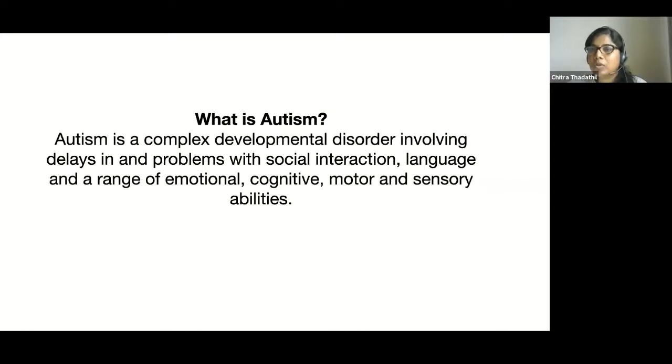So this is what autism is, and we all know that there are difficulties in social interaction, in language, and a range of emotional, cognitive, and sensory aspects. If you see all three domains, that is difficulty with social interaction, language, and a range of emotional, cognitive, motor, and sensory abilities, in all these three major core deficits, language is a part of it. You need language for social interaction, you need language to talk and communicate, you need language to think, you think in language.